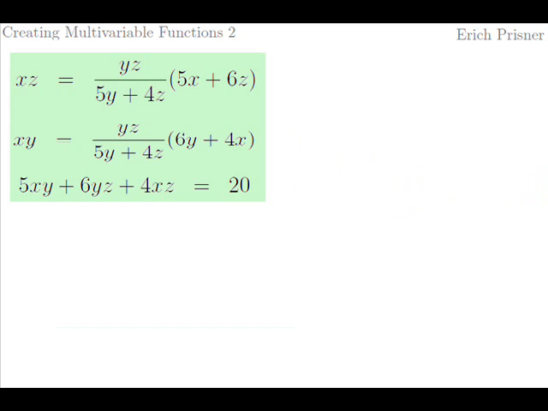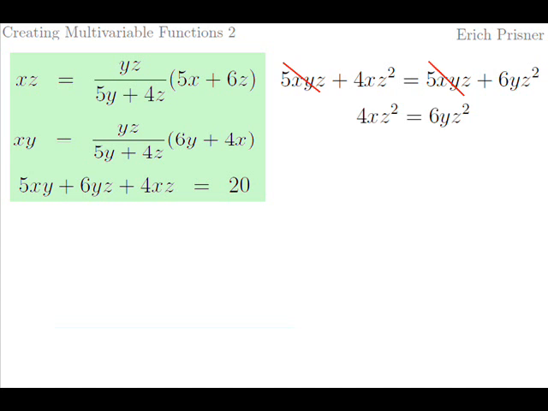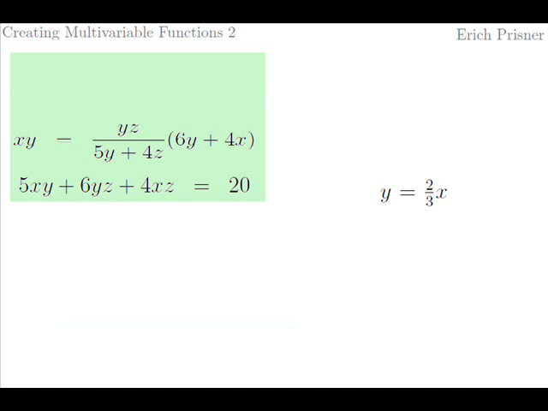We multiply the first equation by 5y plus 4c and get 5xyc plus 4xc squared equals 5xyc plus 6yc squared, or 4xc squared equals 6yc squared, or 4x equals 6y, y equals 2/3 x, under the natural assumption c not equal to 0.